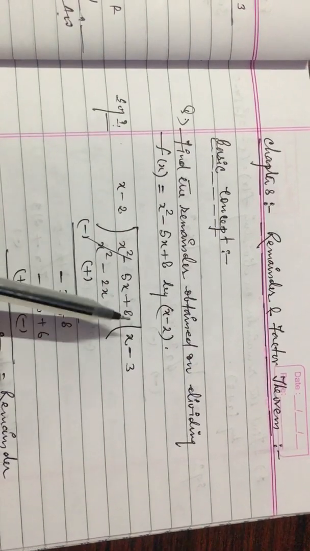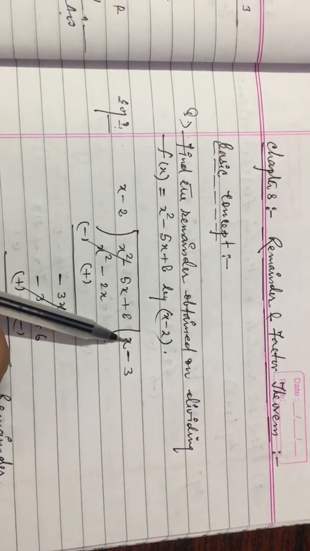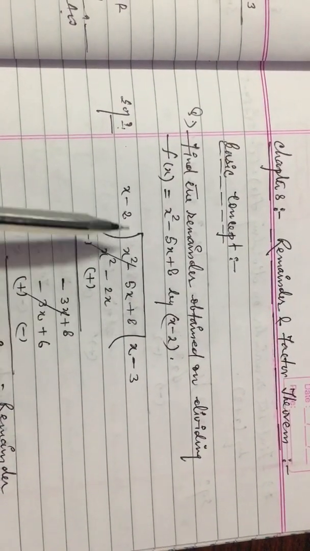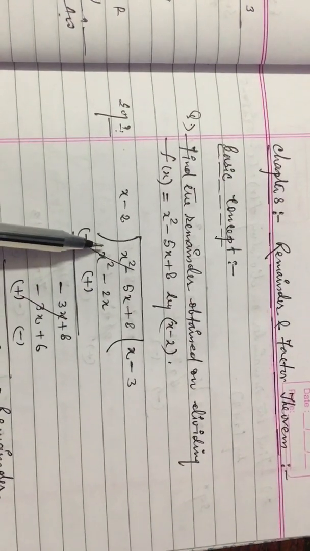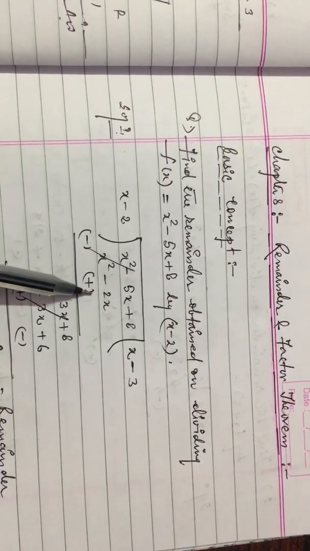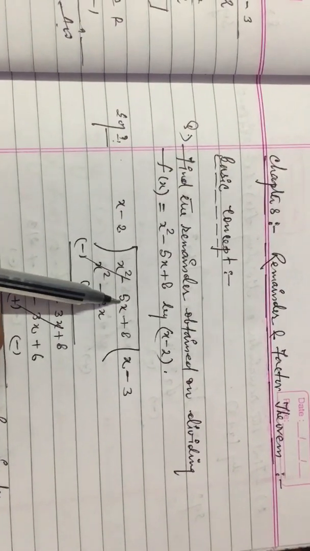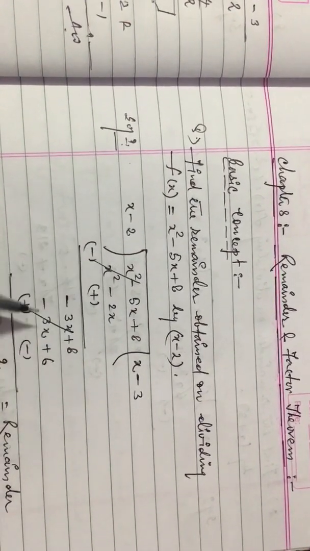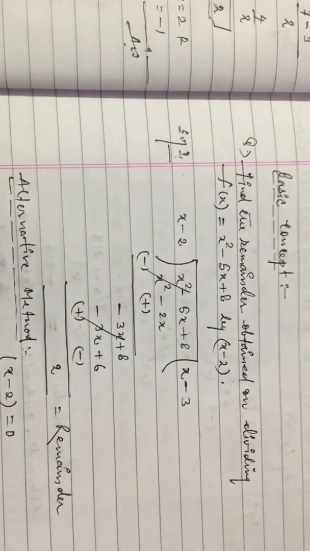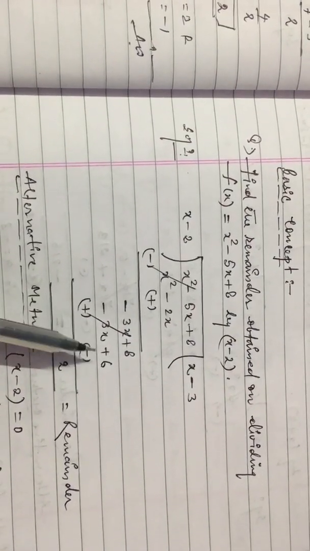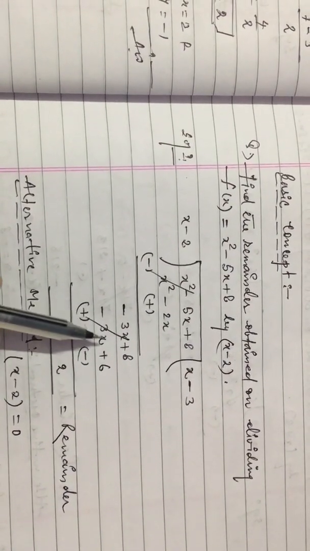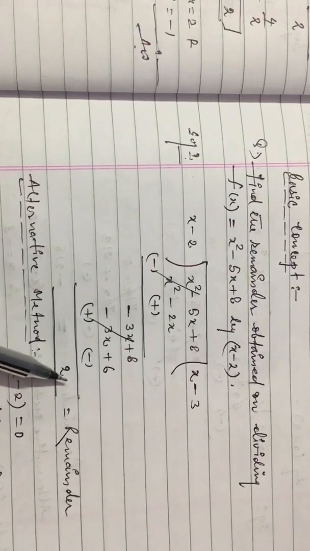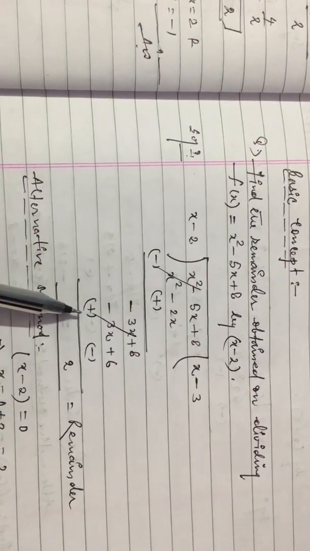So x times x is x square, x into minus 2 is minus 2x. Now change the sign, plus sign will change into minus, and minus sign will change into plus. This will be cancelled, and minus 5x plus 2x will be minus 3x plus 8. So minus 3 into x is minus 3x, and 3 twos are 6. Now change the sign, this minus sign becomes plus, and this plus sign becomes minus. This will be cancelled. So plus 8 and minus 6 is 2. So this will be the remainder. So this is the remainder using the long division method.